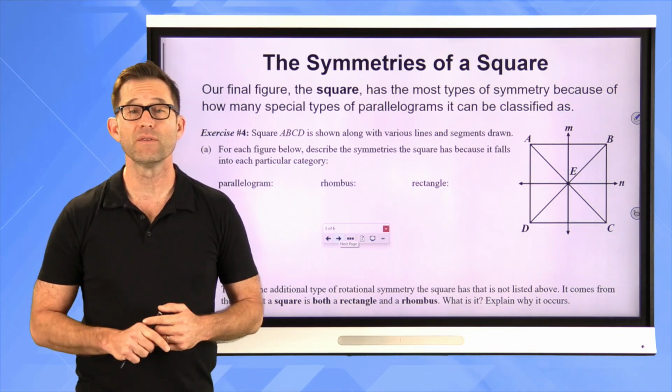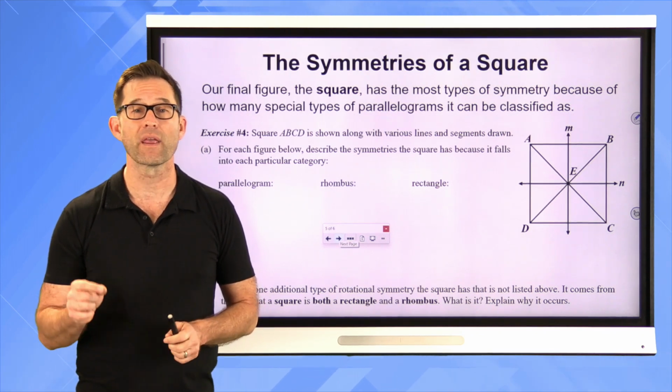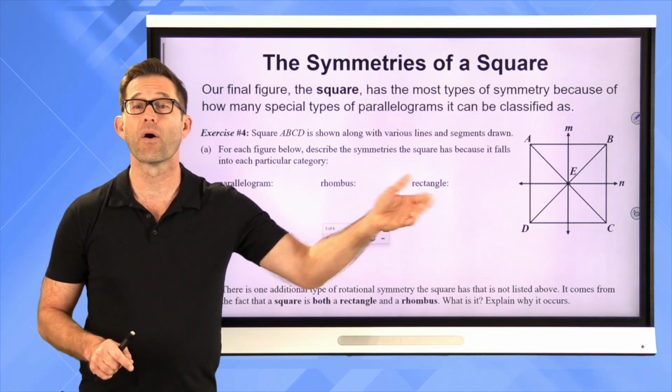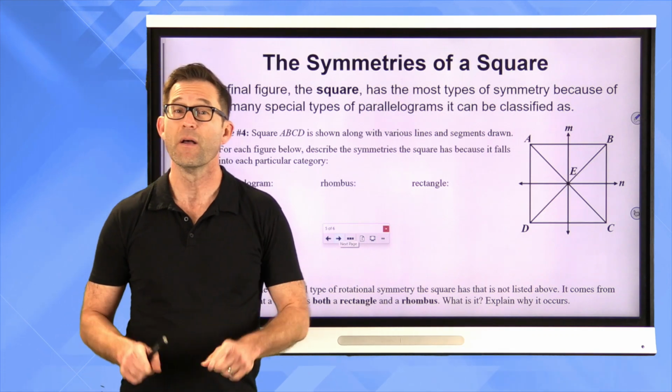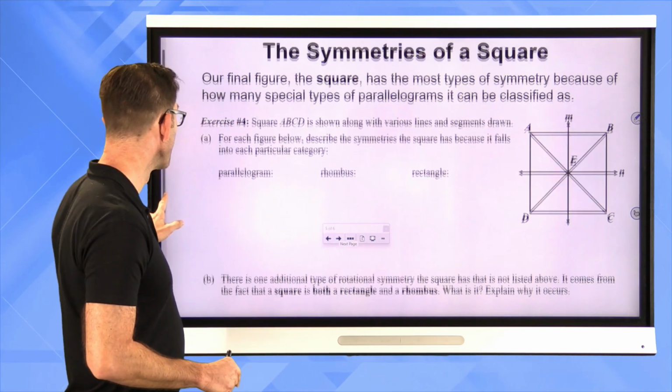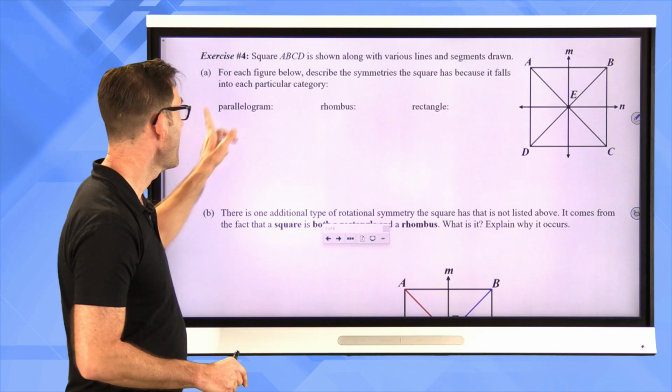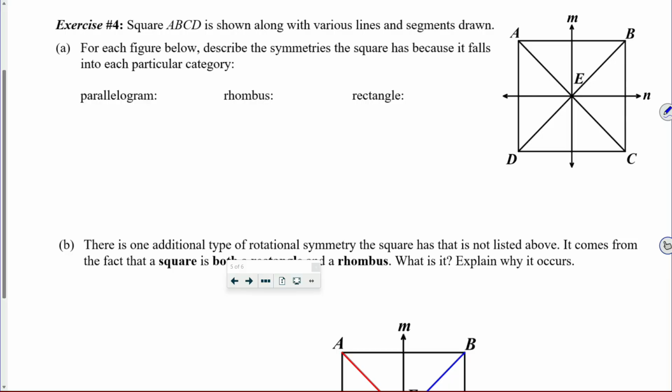Now, back in Unit 2, when we looked at the symmetries of regular polygons, we actually did already study the symmetries of a square. But let's now really kind of list them all out. Exercise number 4. Square ABCD is shown along with various lines and segments drawn. For each figure below, describe the symmetries the square has because it falls into each particular category.